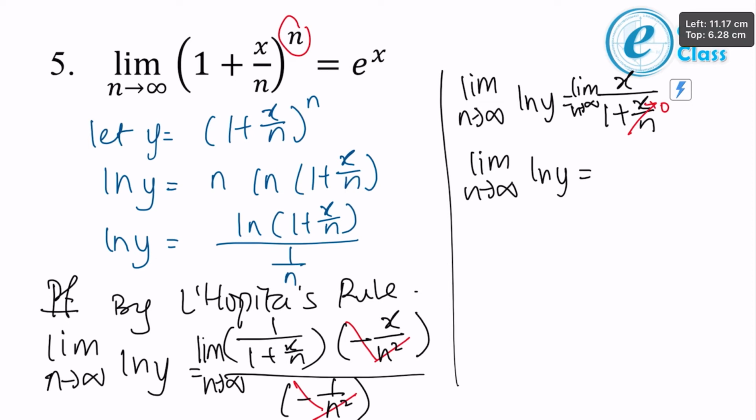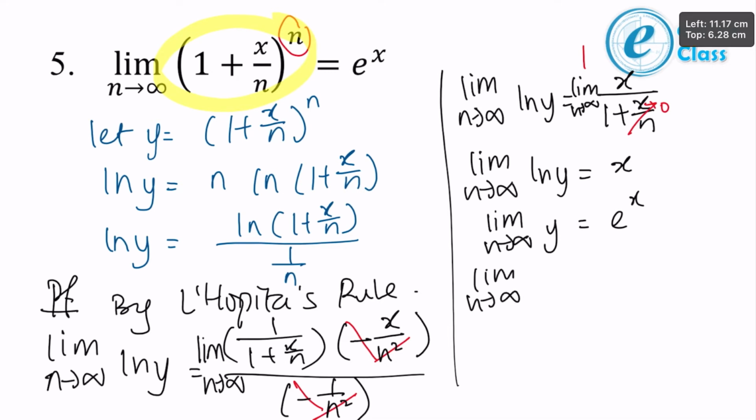Do we still need to write the limit as n goes to infinity? No, because we don't have any more n. So I'm just going to write ln y equals x. By the exponent rule, I need y, so I write e to the x. Are we done? Yes, because y is just this whole thing. So the limit as n approaches infinity of (1 plus x over n) to the n is going to be e to the x. End of proof.